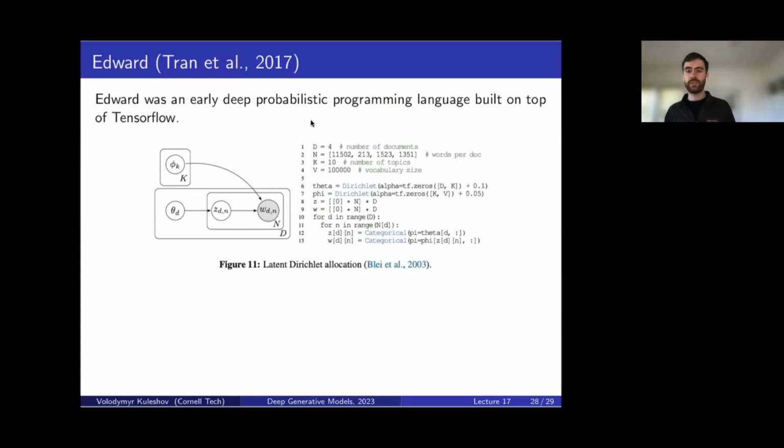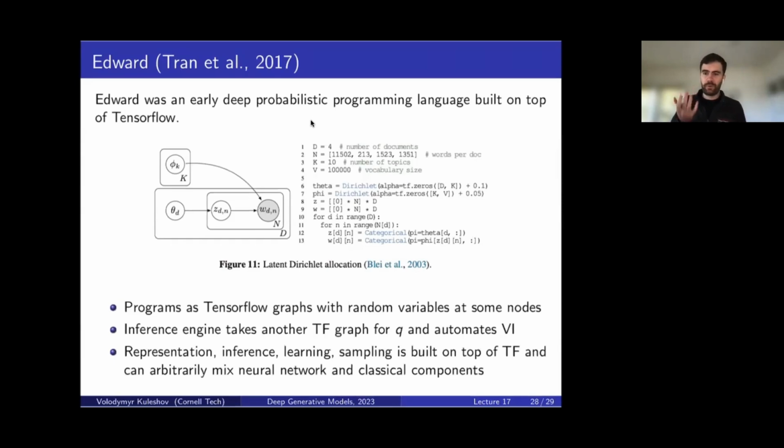So just to make things concrete, this is my last slide on probabilistic programming. One interesting and early example of a deep probabilistic programming language was Edward from David Blei's group. Edward essentially lets you specify probabilistic programs or probabilistic models as TensorFlow computational graphs, where you have some random variables. And then the task of doing inference is completely taken care of in TensorFlow.